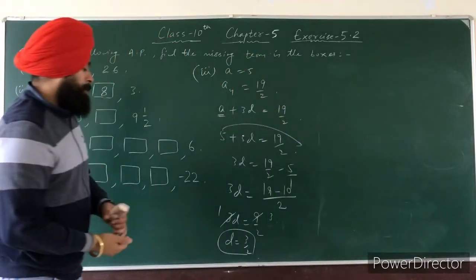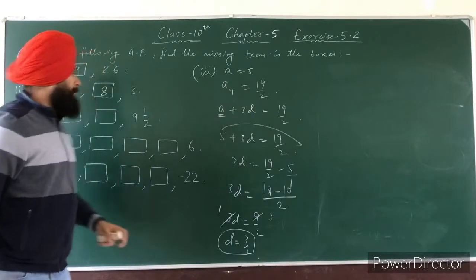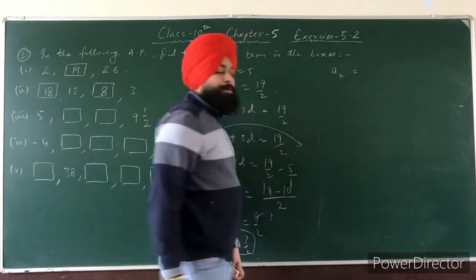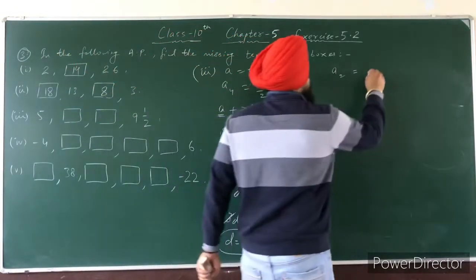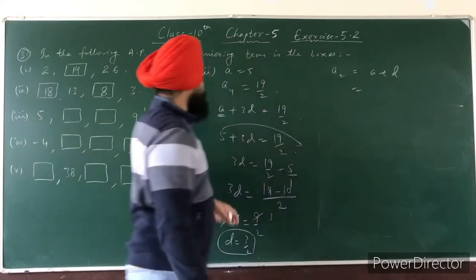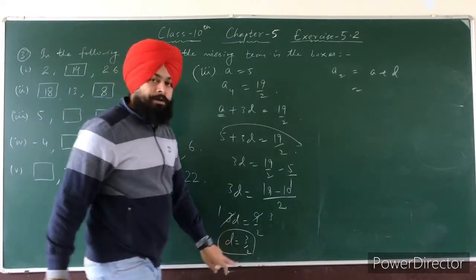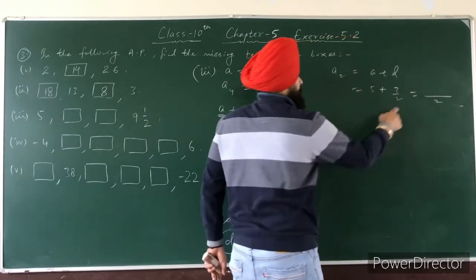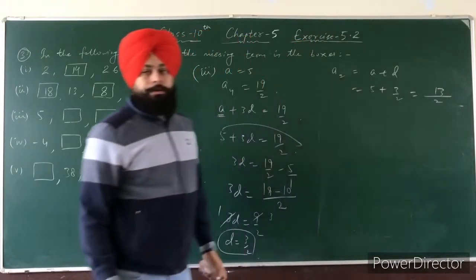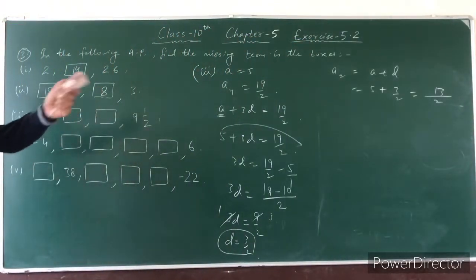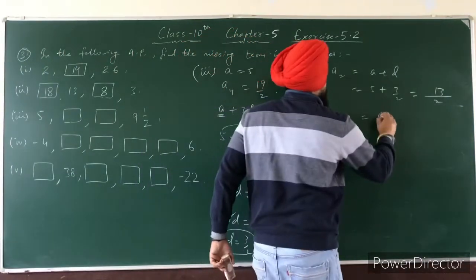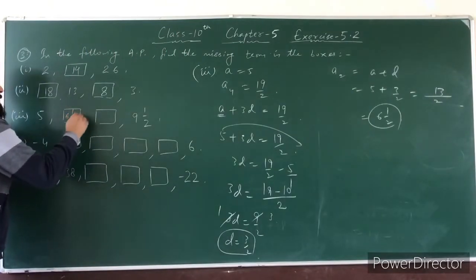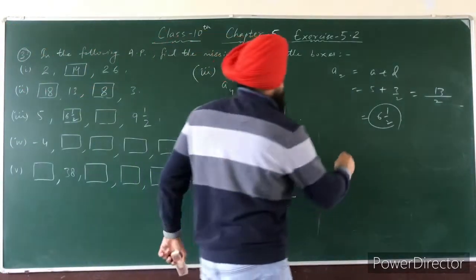So the common difference is here 3 over 2 and the first term is 5. Now you can find the second and third terms. So write here a2. What is a2? a2 is a plus d. What is a? a is here 5 and d is 3 over 2. So write here 5 plus 3 over 2. By taking the LCM, it is 13 over 2. You can also convert it into a mixed fraction. In mixed fraction you can write 6 1 by 2.